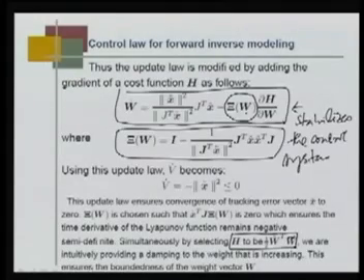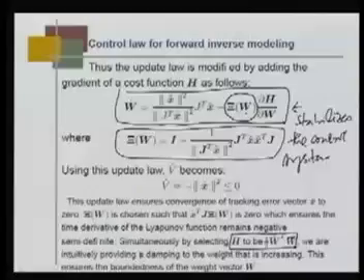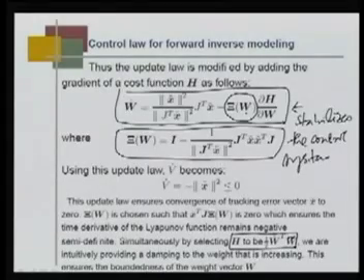So, finally, this update law ensures convergence of the tracking error vector x tilde to 0. A new function is chosen such that x tilde transpose times this function is 0, which ensures the time derivative of the Lyapunov function remains negative semi definite. Simultaneously, by selecting h to be half w tilde transpose w tilde, we are intuitively providing a damping to the weight that is increasing. This ensures the boundedness of the weight vector w.